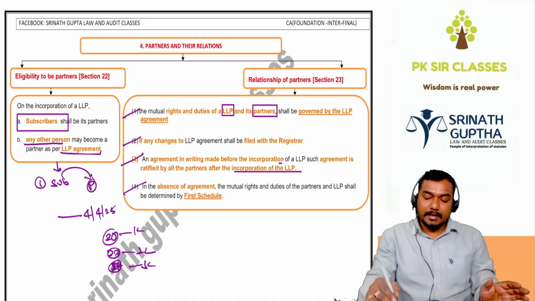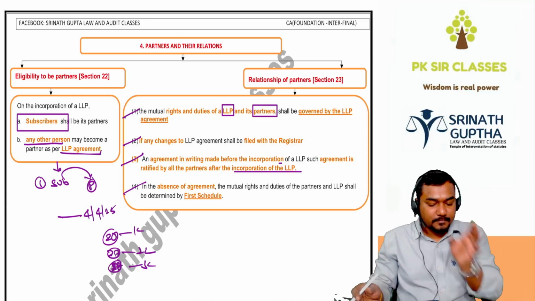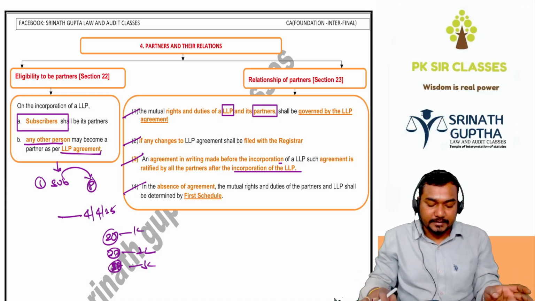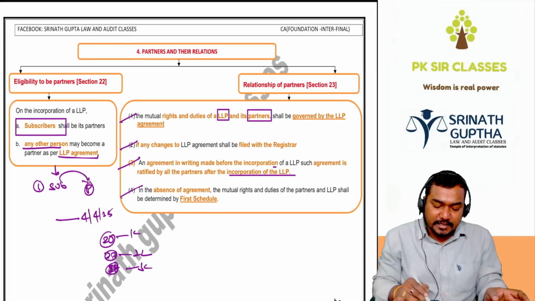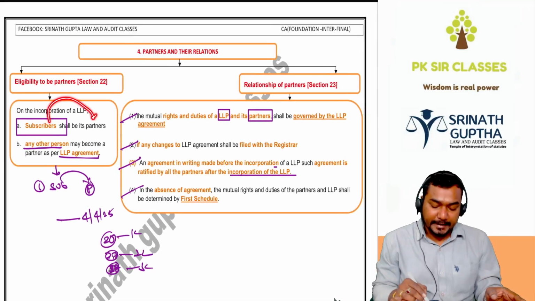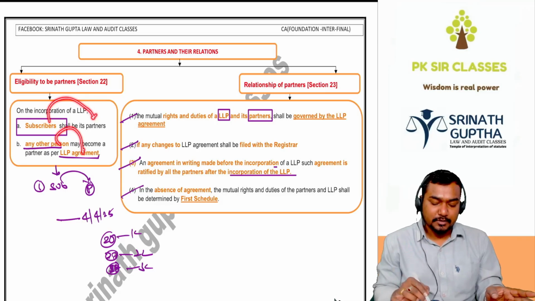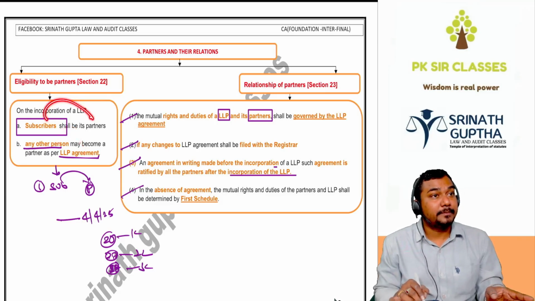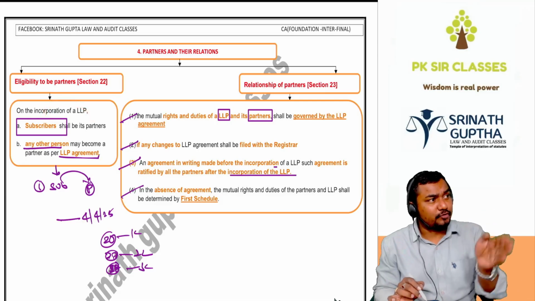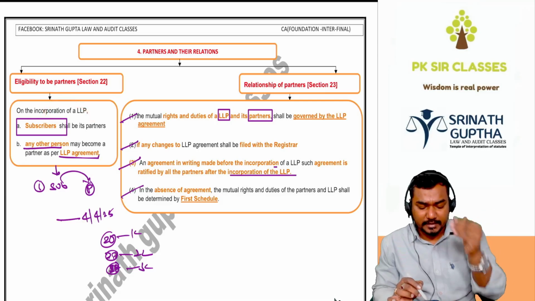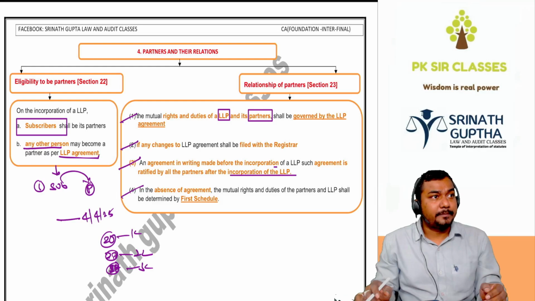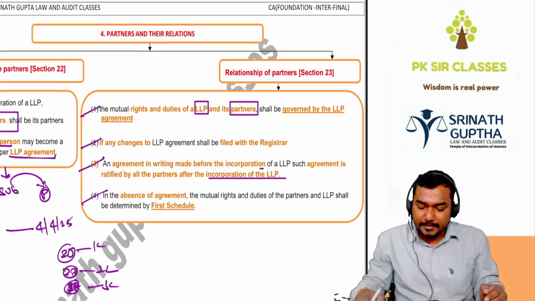Next, eligibility to become a partner. Subscribers will become the partners of the LLP automatically. Subscribers means those who are trying to form the LLP. Any other person may also become a partner of the LLP as per the LLP agreement.